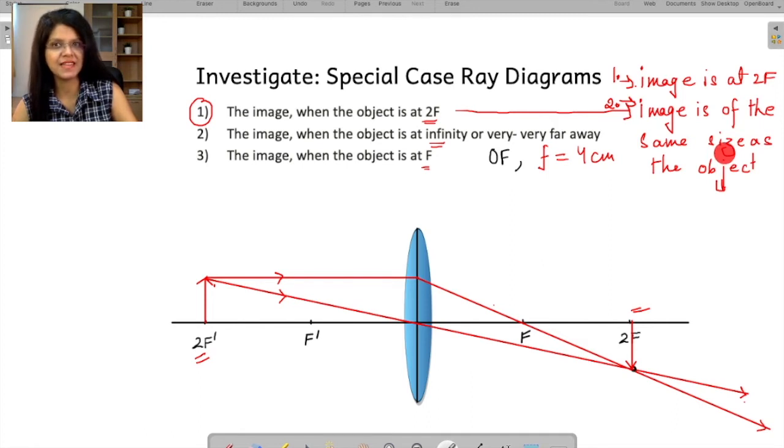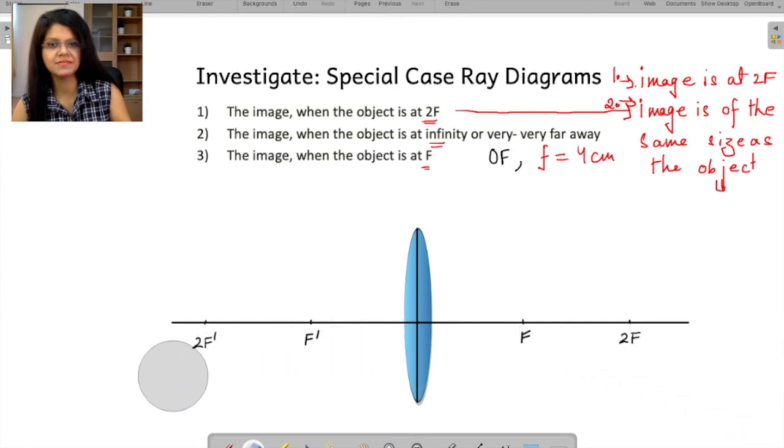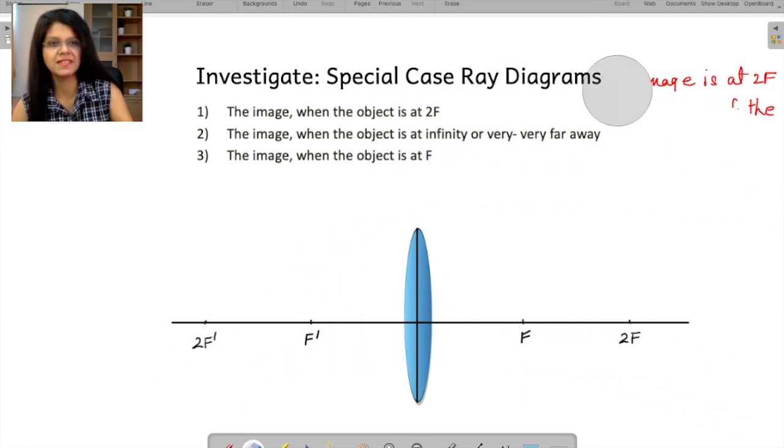Alright, this is the first case, and a very important thing, make notes and understand all these points very well. Let us come to the second case now. I'm erasing all the things here so that we can work with the second case.